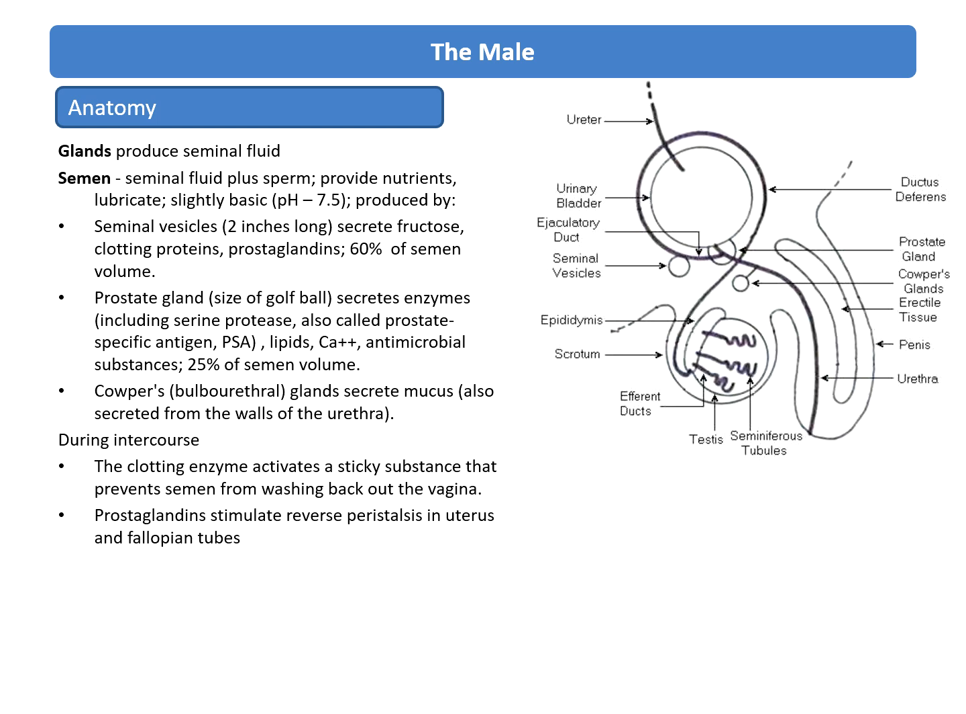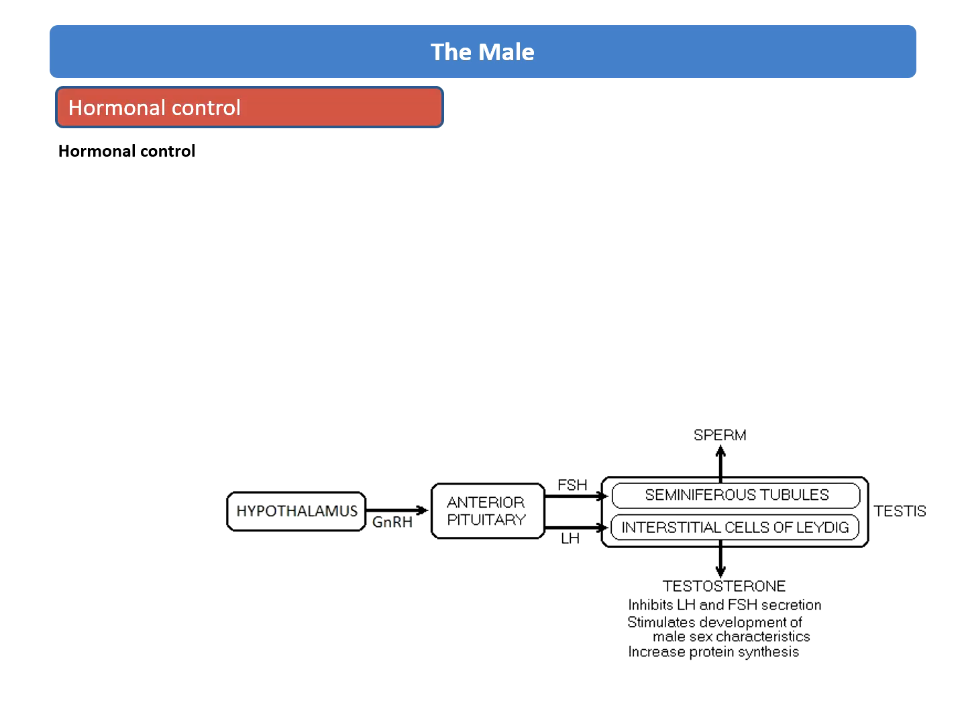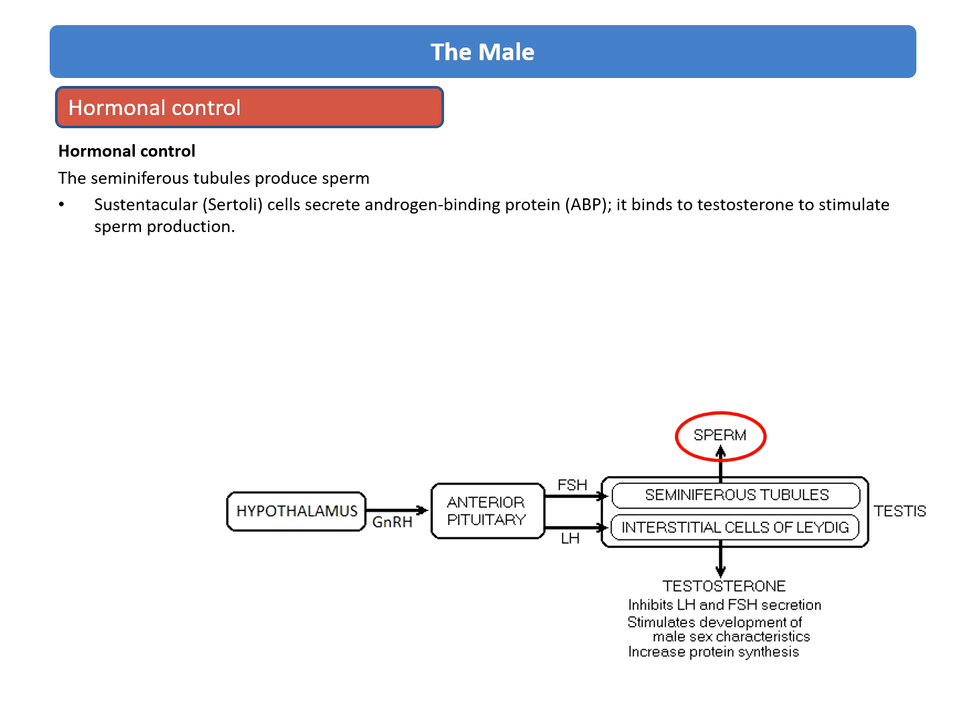Prostaglandins stimulate reverse peristalsis in the uterus and the fallopian tube, which helps to draw the sperm into the female reproductive tract. Let's look at hormonal control in a little more detail. The seminiferous tubules produce sperm. The sustentacular cells secrete androgen-binding protein, ABP, and it binds to testosterone to stimulate sperm production. The interstitial cells secrete testosterone.